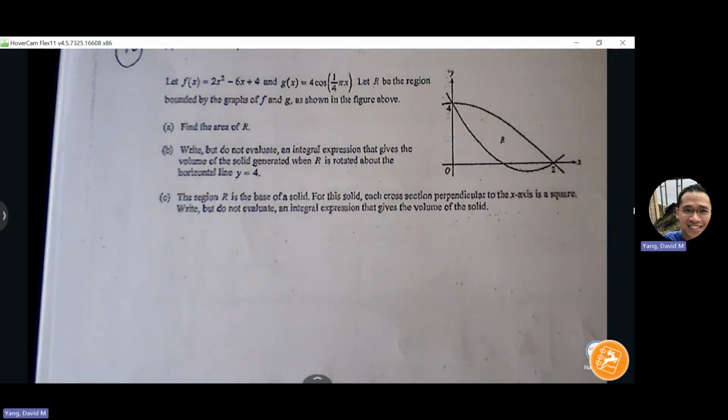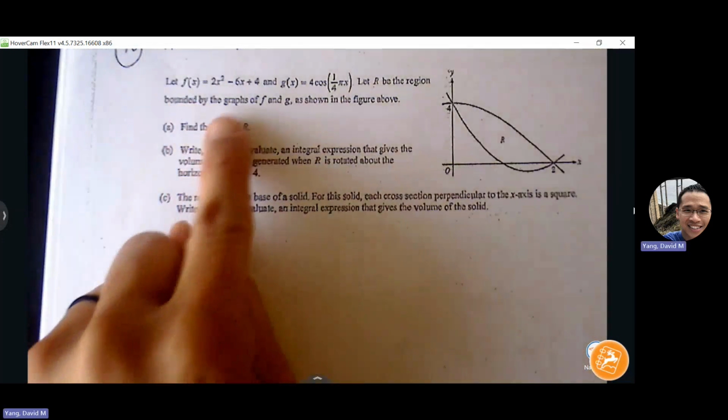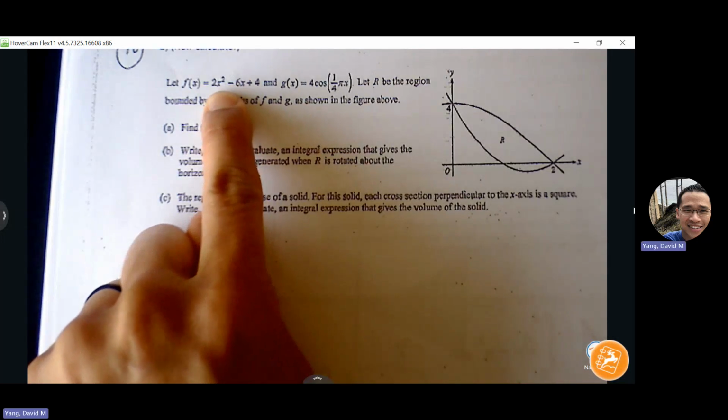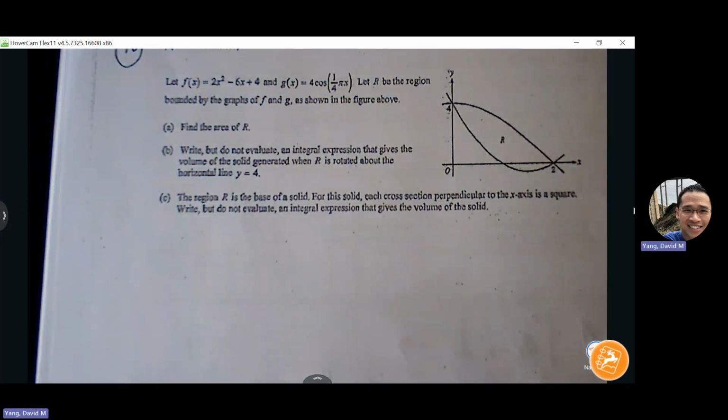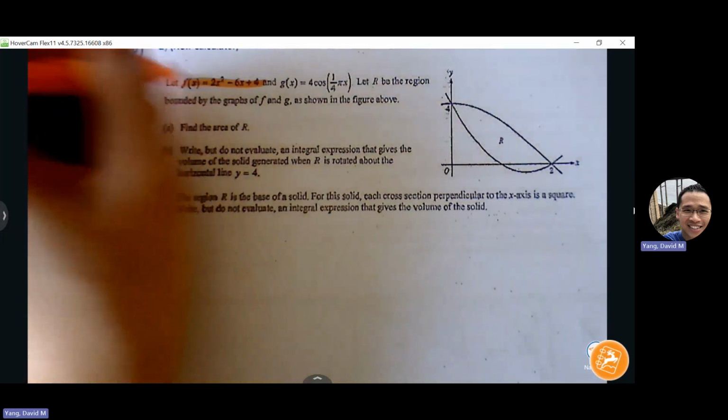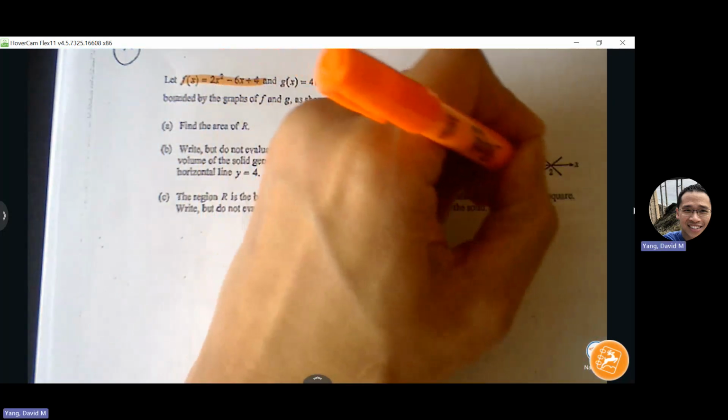If you're having trouble deciding which one is which, think about 2x squared, right? That's a parabola that opens what? How does it open? Up, yeah, it's positive, right? So you know that this 2x squared is going to be this one here.